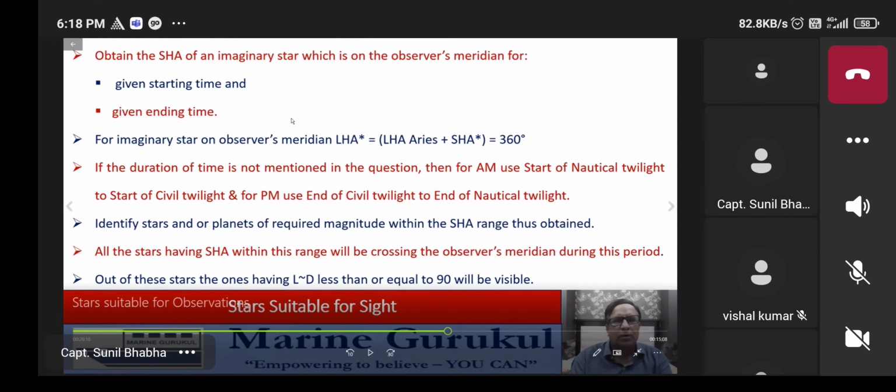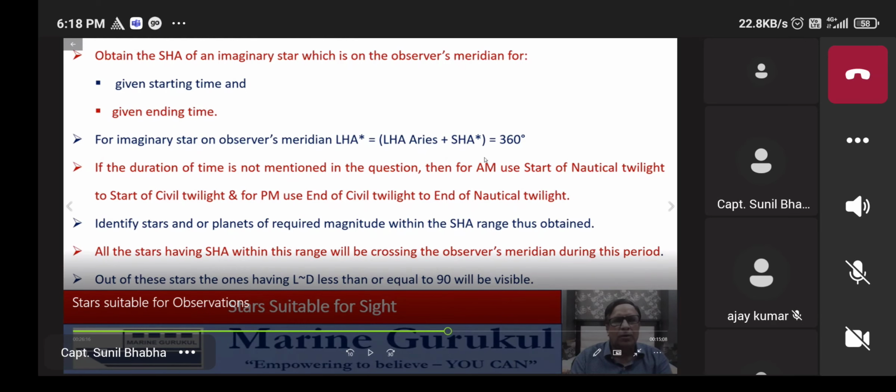See beta, in the first question we did, we were given only one time. So we found out the SHA of an imaginary star for that particular time. We got only one SHA of an imaginary star on the meridian. Now in these types of questions, they have given us two times, starting and ending. So we will do that exercise for starting also and for ending also. So we will have two LHAs or two SHAs of the stars.